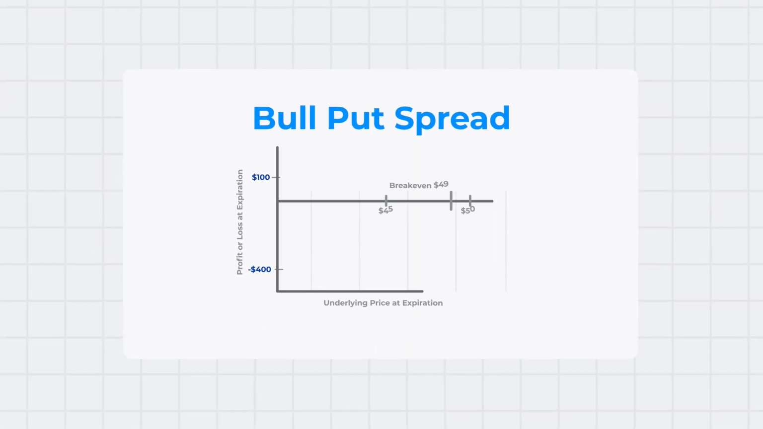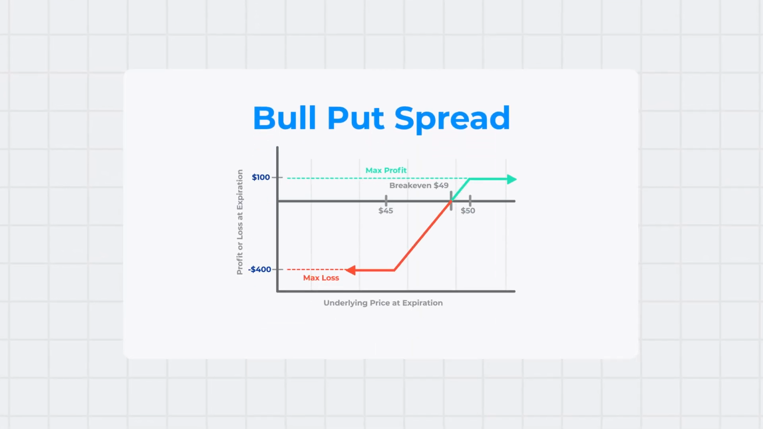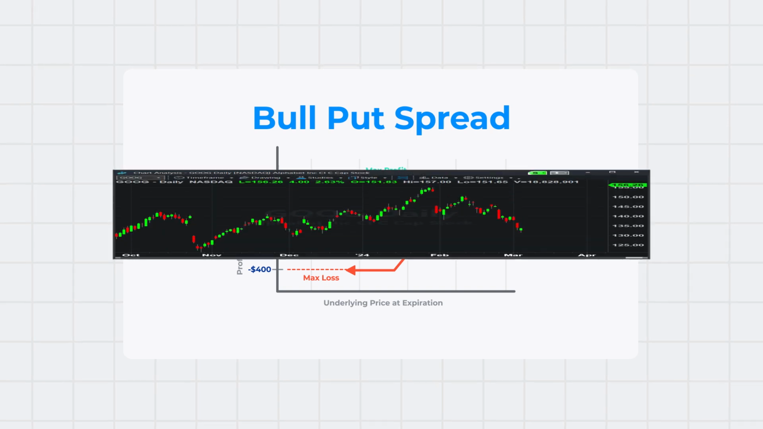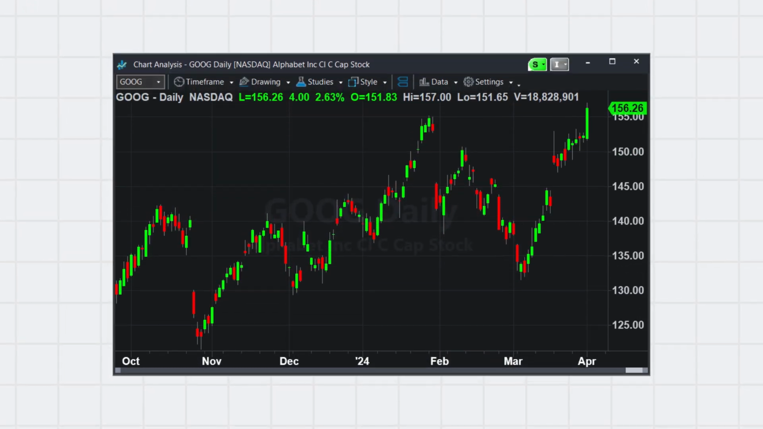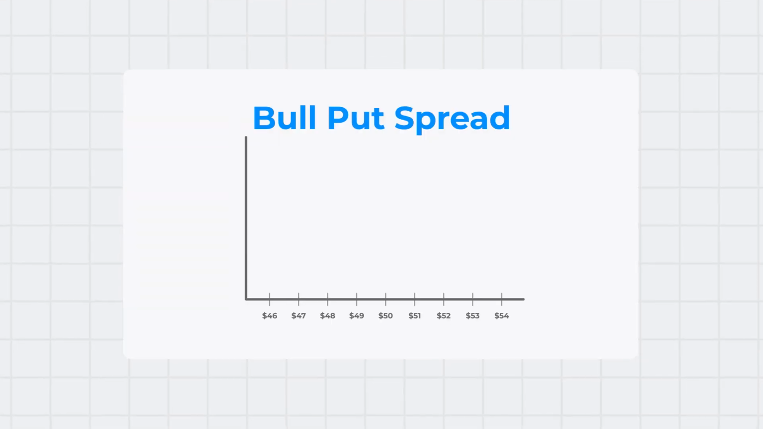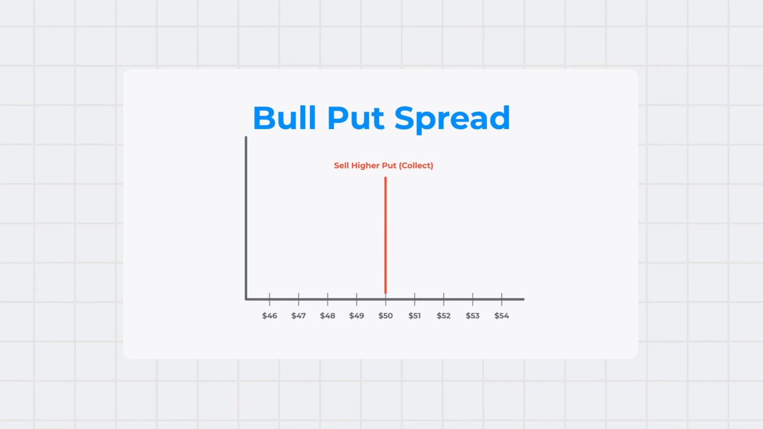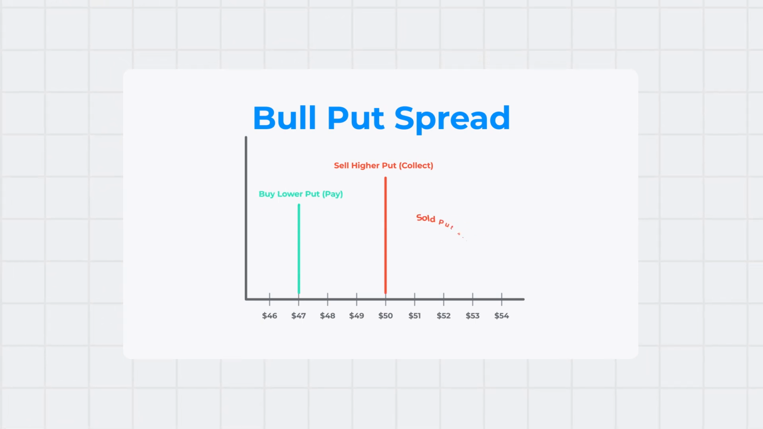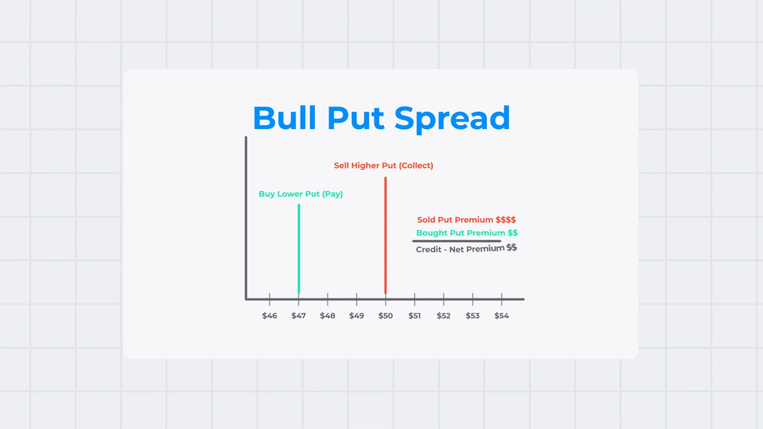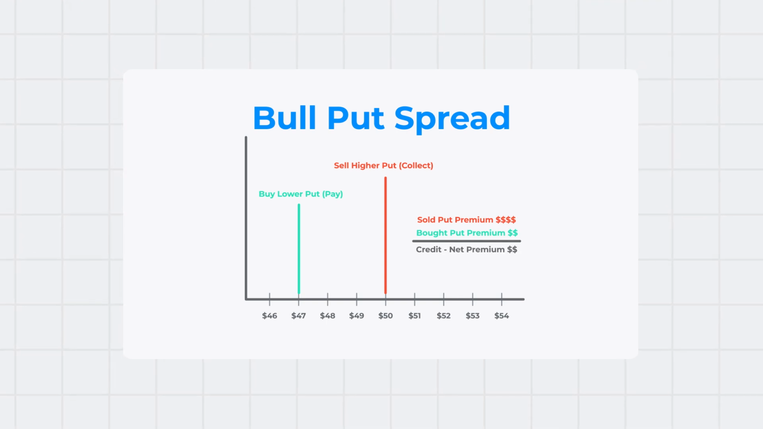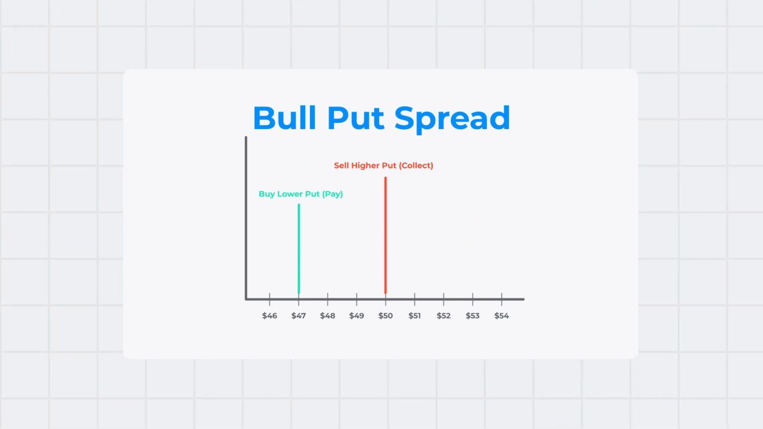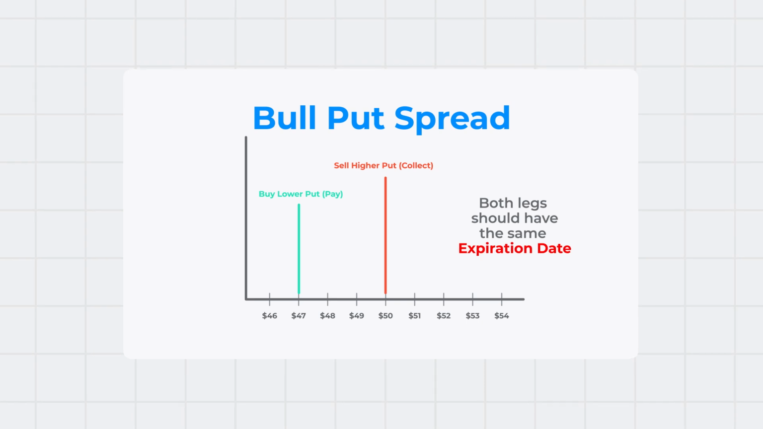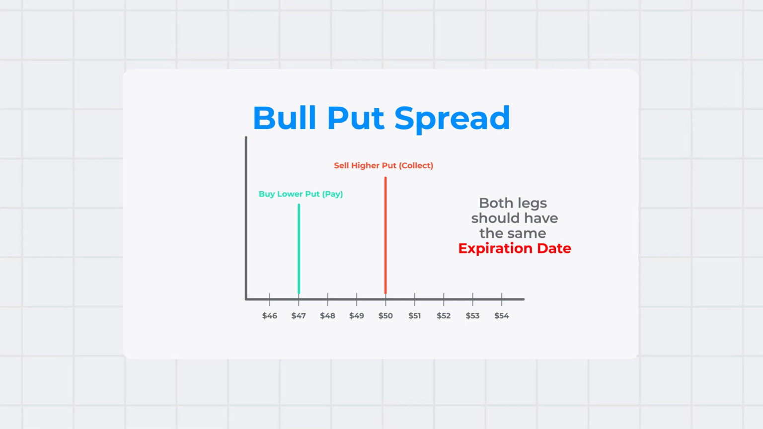A bull-put spread is a strategy used by traders who expect a stock or index's price to rise or stay steady. To create a bull-put spread, you sell one put option and simultaneously buy another with a lower strike price. This establishes a credit spread because more premium is collected than paid. To keep things manageable, both legs of the spread should have the same expiration date.